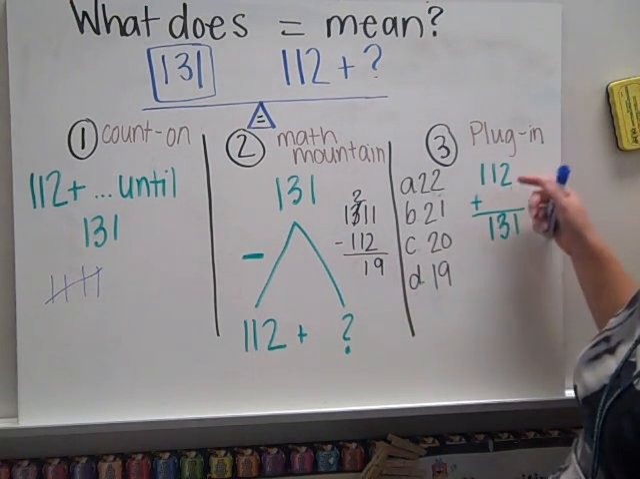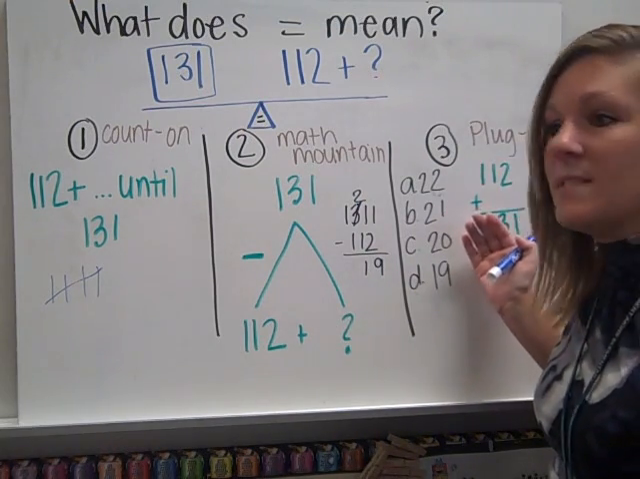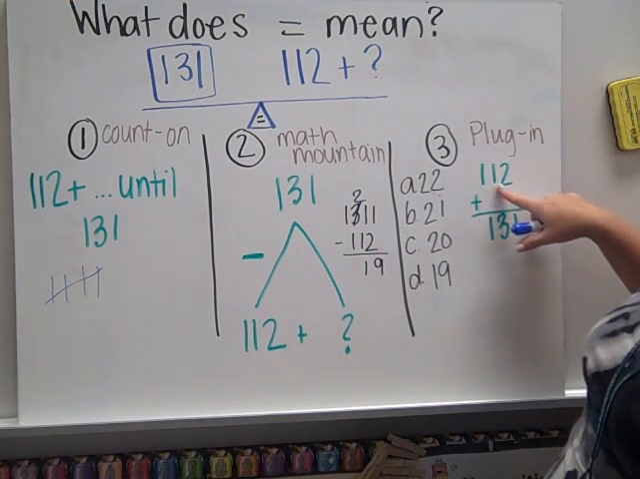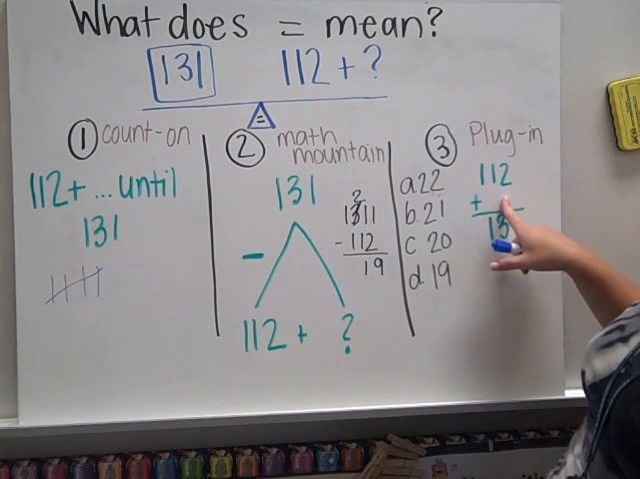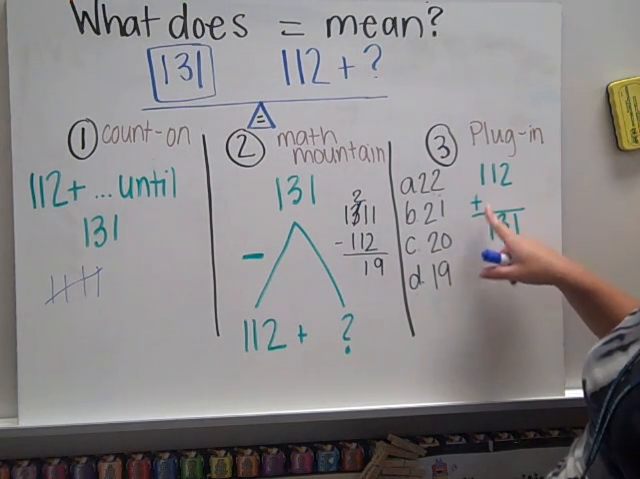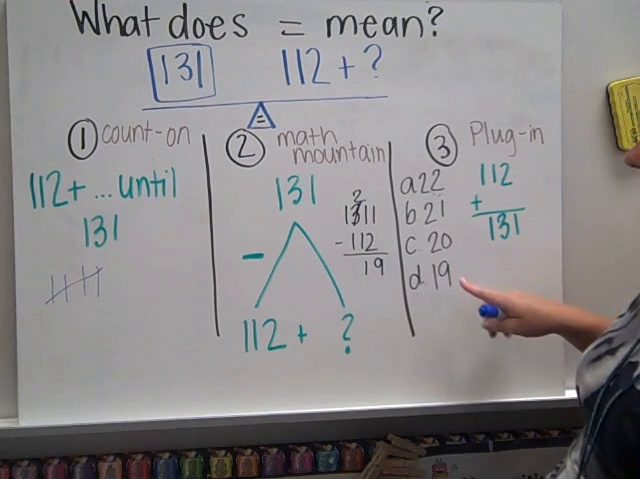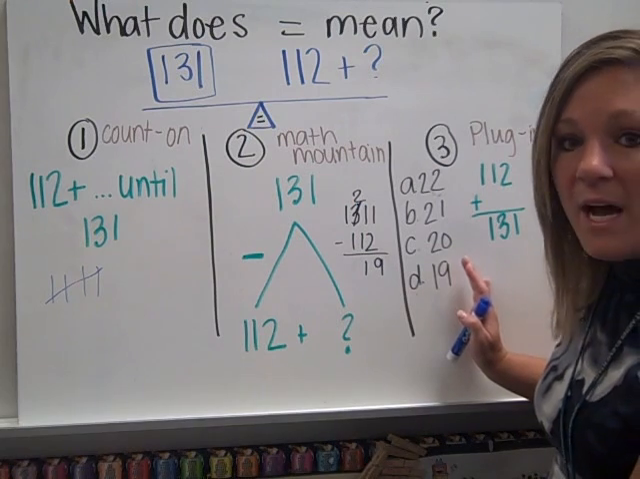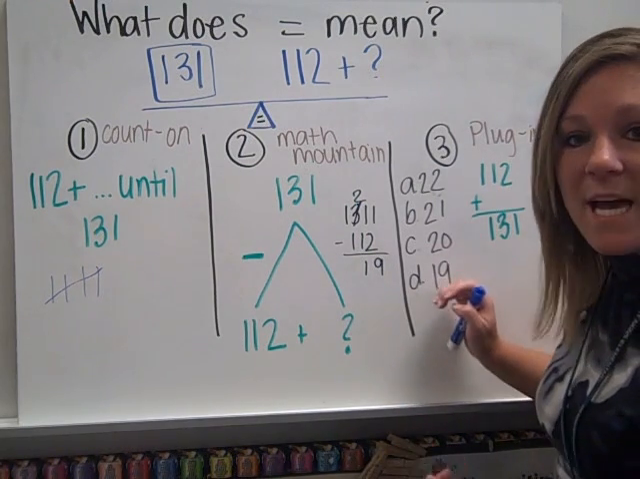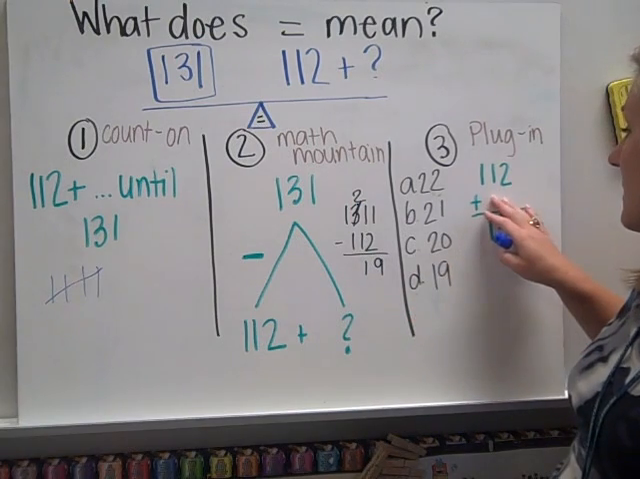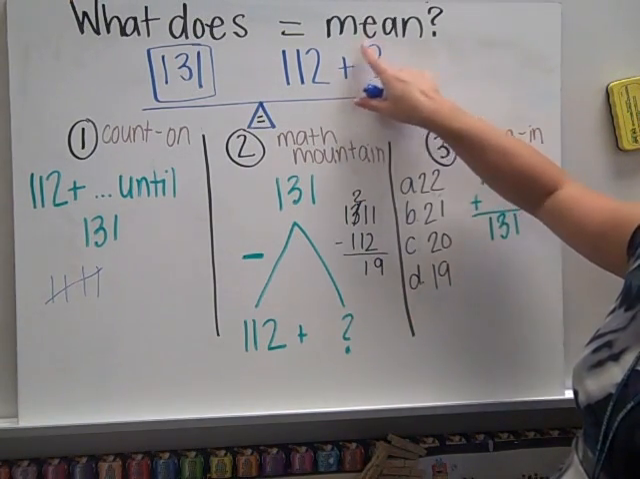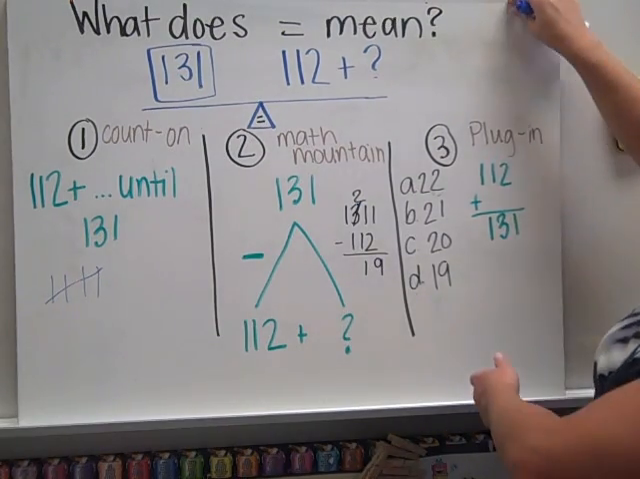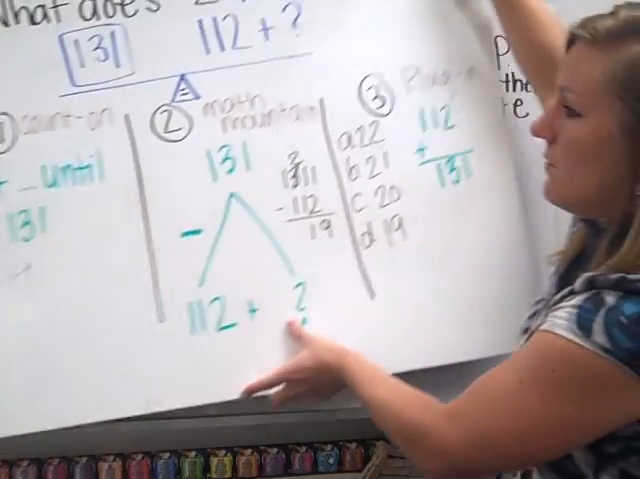Okay, the last strategy, and this can only work if you have multiple choice, would be just to plug in the answers. Plug and chug, as we call it. So you could take 112 and add 22, add 21, add 20, and add 19. Eventually you will get to the answer where it equals 131. Now this strategy will take you longer, but it's a great one to use on a multiple choice test if you're not sure. Just take your answer choices and plug them in to what you're looking for, this question mark, until you get 131, which is what you're looking for. Okay?